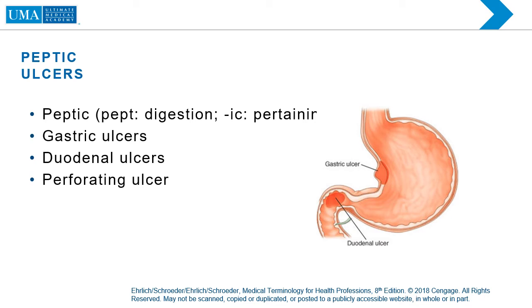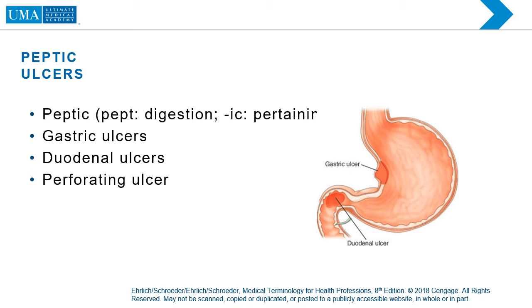When a patient is actually diagnosed with having peptic ulcers, this may be referred to as the patient having peptic ulcer disease. So let's take a look at some types of ulcers. We have gastric ulcers, and these are just peptic ulcers that would occur within our stomach. We also have the duodenal ulcers.